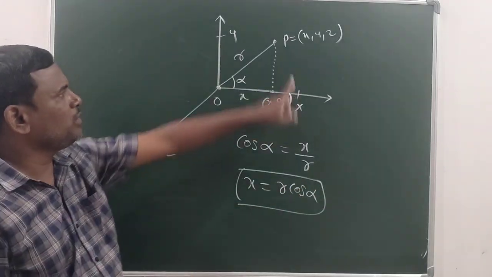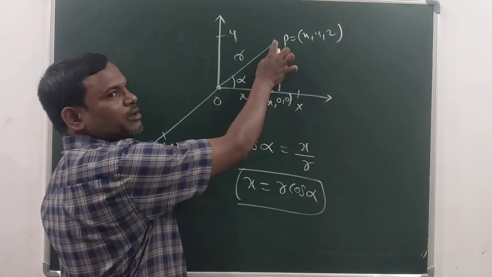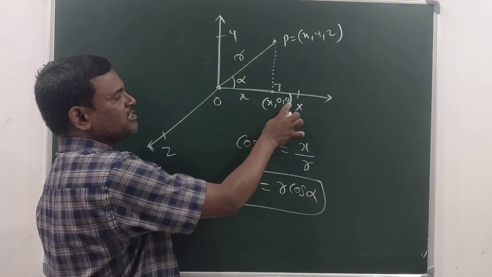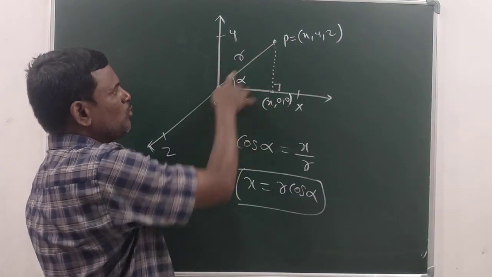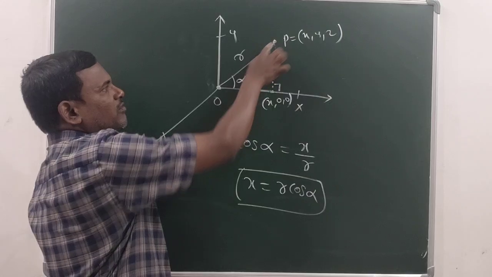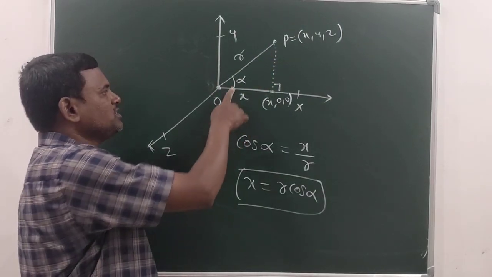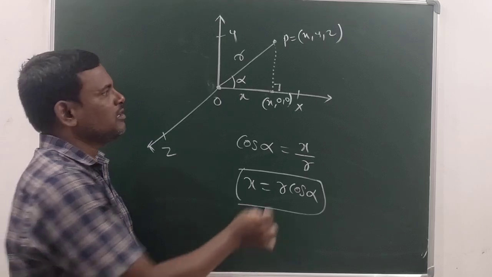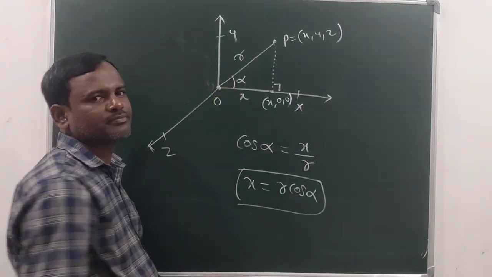So what did I do? I took a point in the space and I have drawn a projection P on x-axis. I got x comma 0 comma 0. So this length is x. So OP is a line, and this is making alpha angle with x-axis in the positive direction of x-axis.